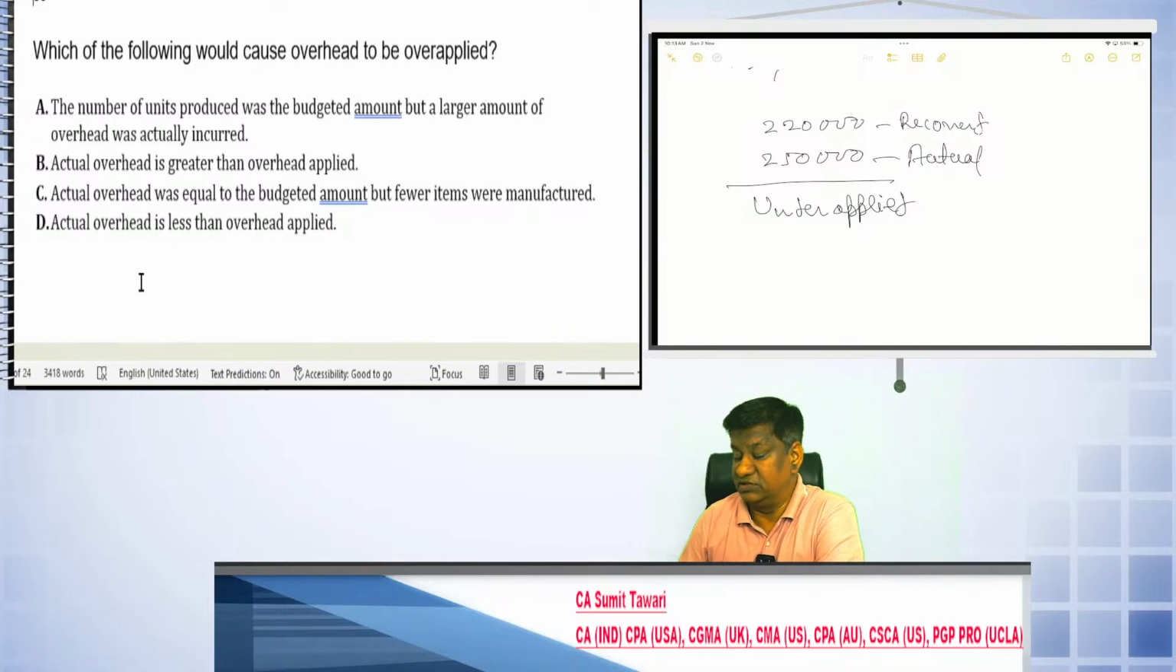Just imagine this: if I recovered or applied 220,000 and my actual is 250,000, then it is under applied. So the exact opposite: recovered is 220 and the actual is 200. It means the actual overhead should be less to consider this as over applied. So D is the right answer.